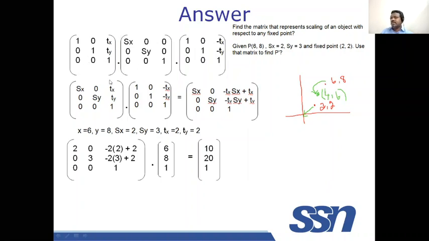Multiply this with this, you will have this matrix. This is rewritten, and this one, this multiplied. This is the final expression. In this expression, substitute x equal to 6, y is equal to 8.